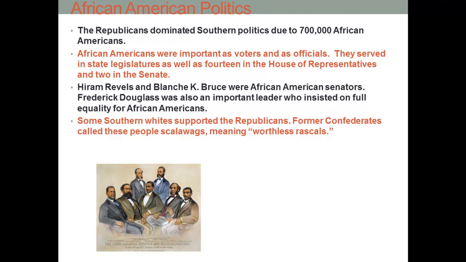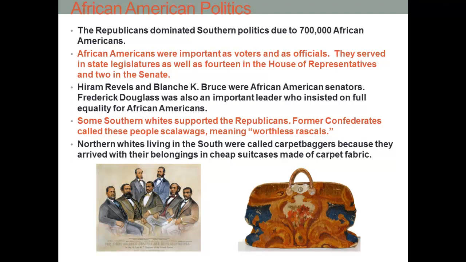Some Southern whites supported the Republicans. Former Confederates called these people scalawags, meaning worthless rascals. Northern whites who moved down to the South to take advantage of Reconstruction were called carpetbaggers because they arrived with their belongings in cheap suitcases made of carpet fabric.